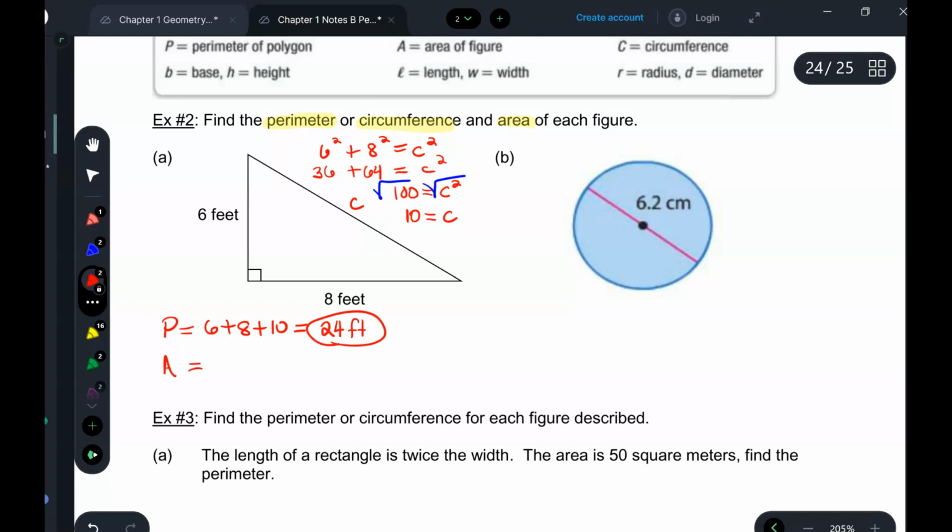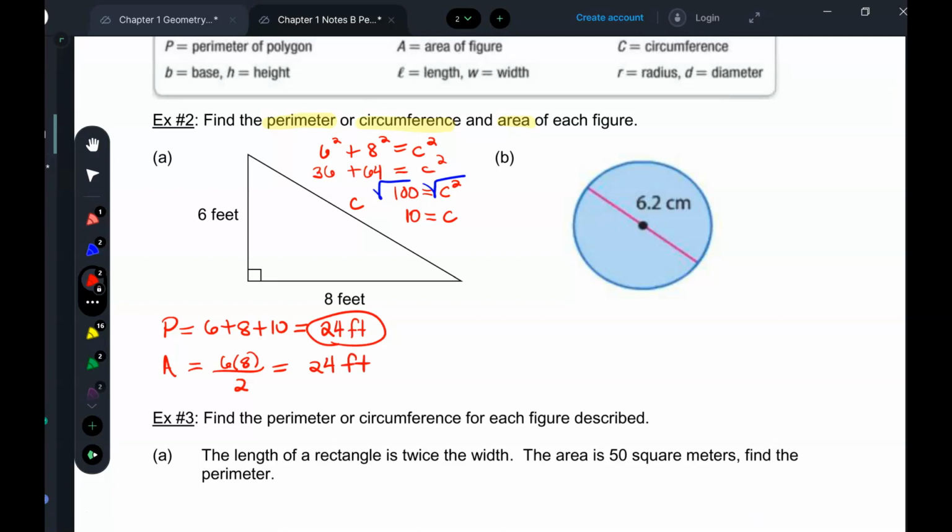Okay, area. We want to do base times height divided by 2. Which two sides do we have to use for the base and the height? The 6 and 8, because they make a right angle. So 6 times 8. Now, for area, what do we want to do with the units? Square it.